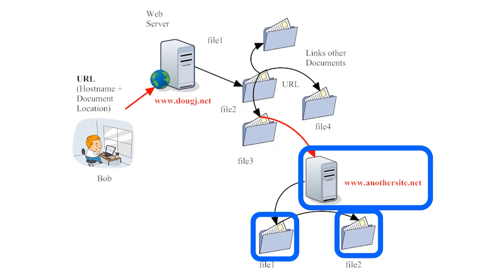In all probability, the web document files for anothersite.net would be located on a completely different server than the files associated with dougj.net. Indeed, these servers could be on opposite sides of the globe. But if Bob has a good internet connection, he can browse through those web documents stored on servers thousands of miles apart more quickly than he could browse through a book on the other side of his office.